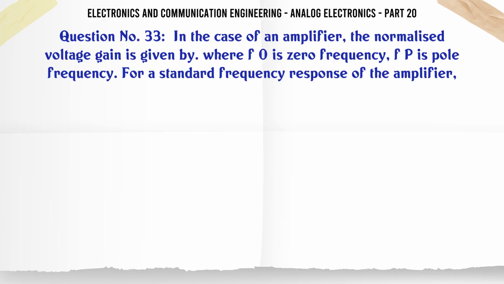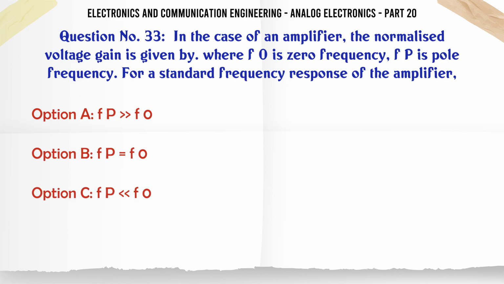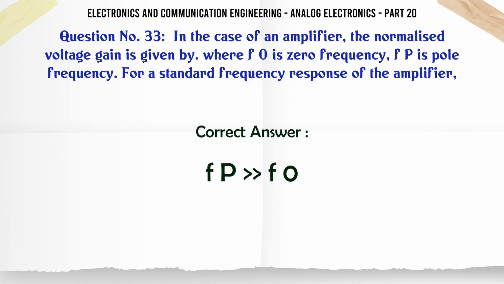In the case of an amplifier, the normalized voltage gain is given by where F0 is zero frequency, Fp is pole frequency. For a standard frequency response of the amplifier, A. Fp < F0, B. Fp > F0, C. Fp = F0, D. F0 to Fp. The correct answer is Fp < F0.